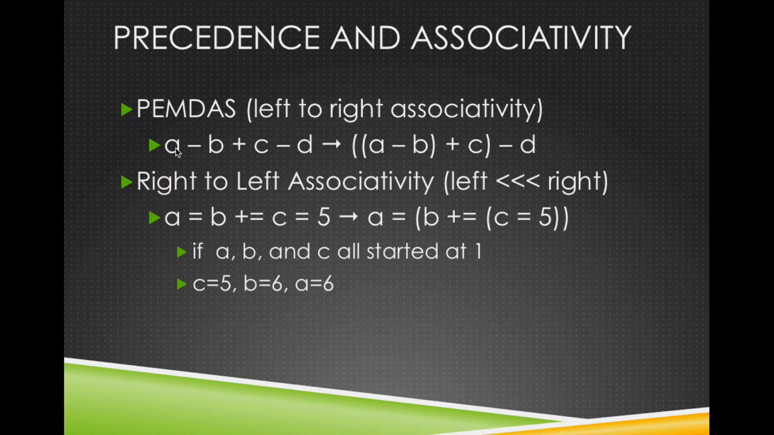For example, PEMDAS. This is how you would separate it by parentheses. You would first have A and B, then that added to C, and then all of that. And with the assignment operators, it's a little different. You start from the right, so C is equal to 5, and then B is equal to B plus C, which is equal to 5, and B is equal to 1 if it started at 1. So that means B is equal to 6, and then you have A is equal to B, which is equal to 6.